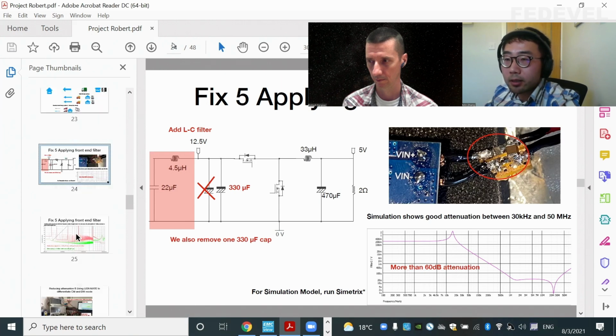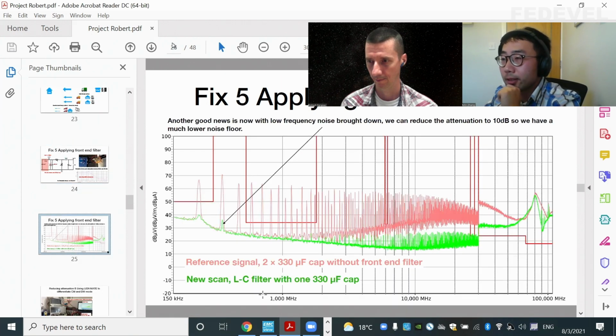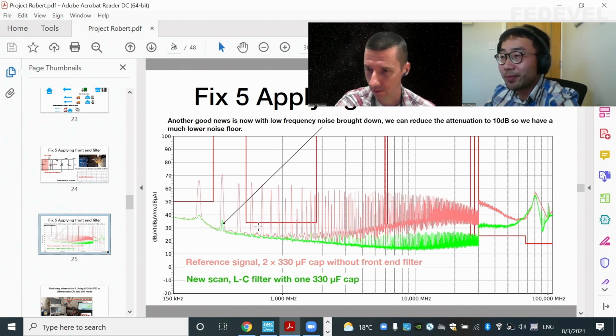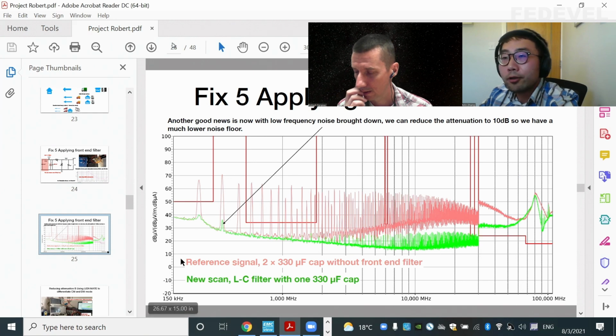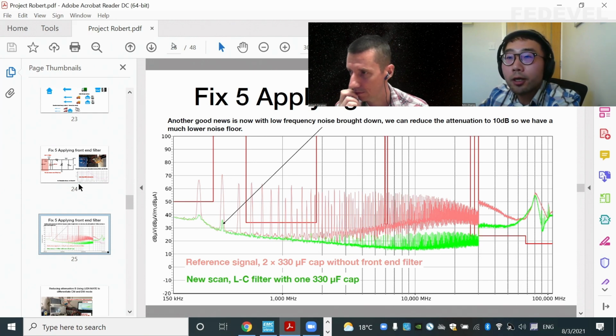And then we test it. And this is the result. And where is the reference signal, two times 330 microfarad without front end filter? Okay, that's the previous one. Yeah, so this is the previous one. Do you have a picture of this board? We have a picture. Yes, we should.